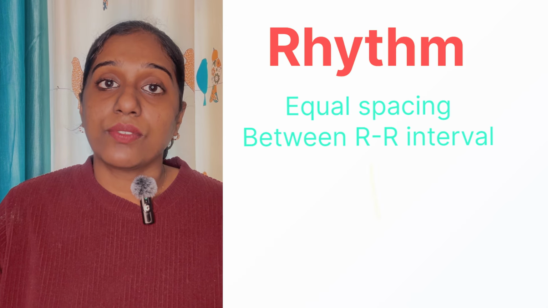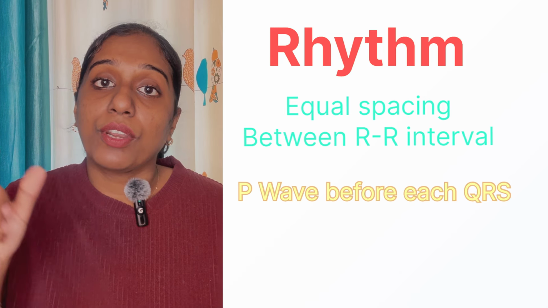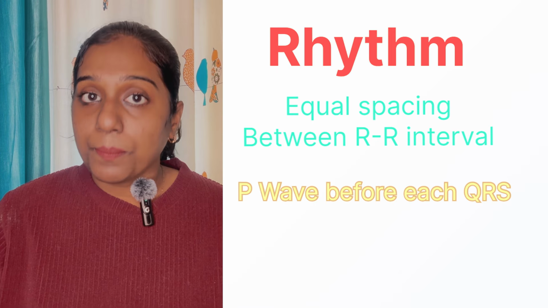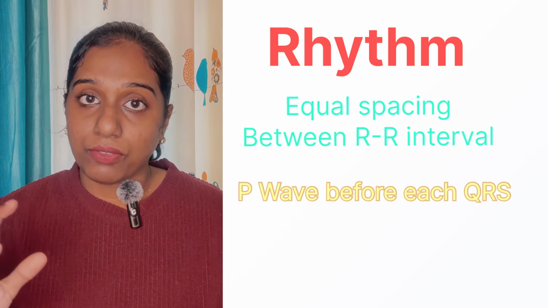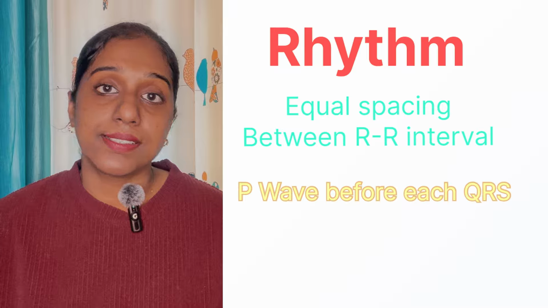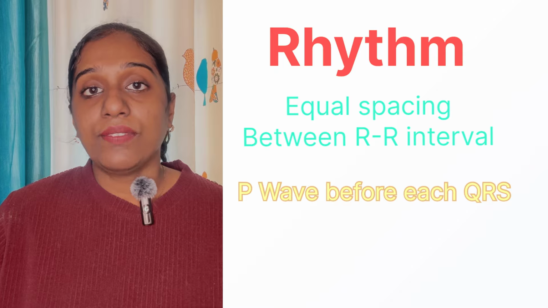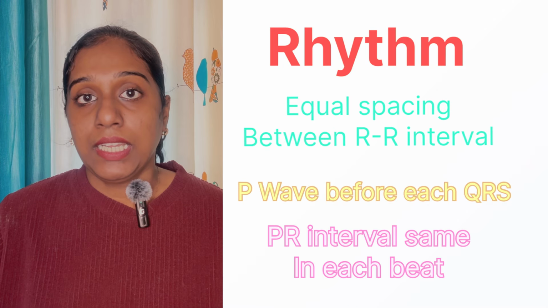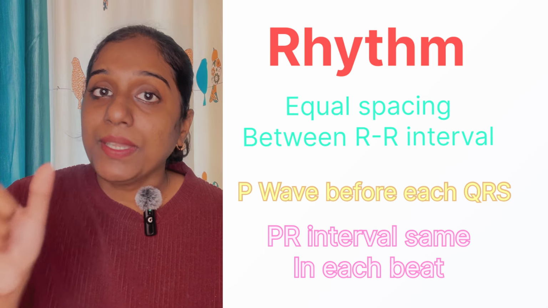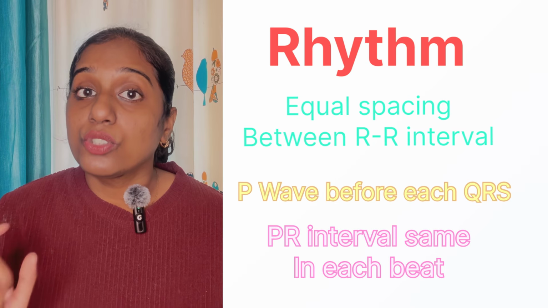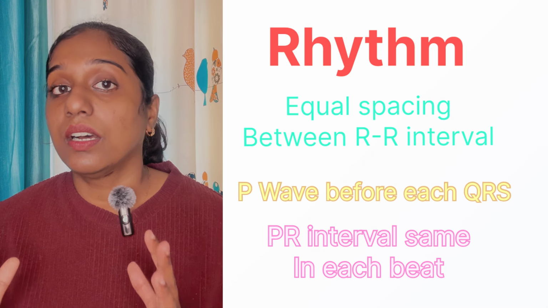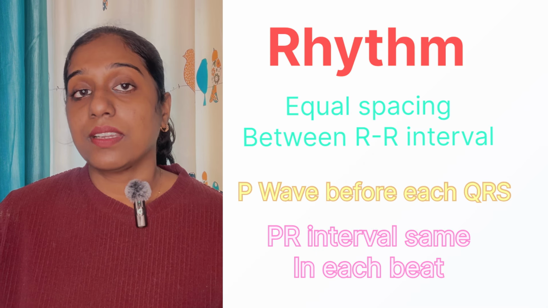Next, you have to check whether there is a P wave before every QRS. If there is a P wave, it is a regular rhythm. If there is no P wave followed by a QRS complex, then it is an irregular rhythm. Finally, we have to check the PR interval. If the PR interval is the same in each beat, then it is a regular rhythm. And if the PR interval is not the same, then it is an irregular rhythm. This is the method by which we can find whether a rhythm is regular or not.